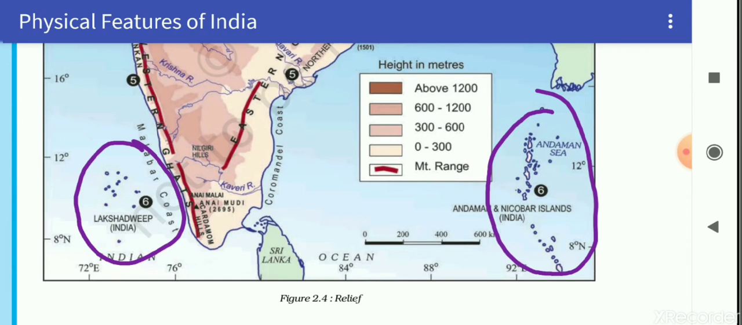So the first point for Andaman and Nicobar can be location. It is very simple, and you all know very well that Andaman and Nicobar Islands are located in the Bay of Bengal. So this is a very simple point. And at the same time, if you ask what is the location of Lakshadweep Islands, definitely it is in the Arabian Sea. Now the second point for Andaman and Nicobar can be formation.